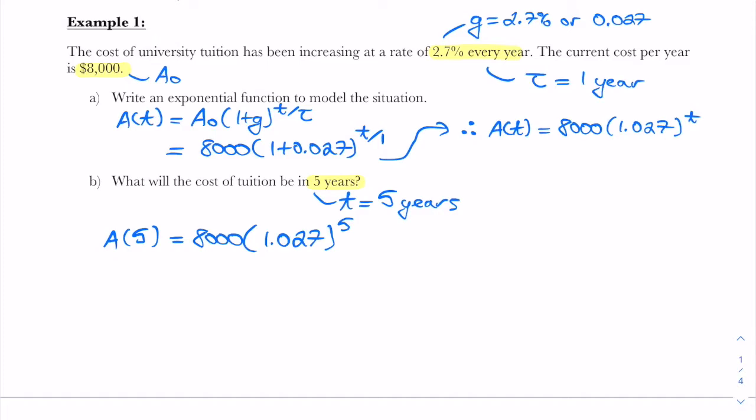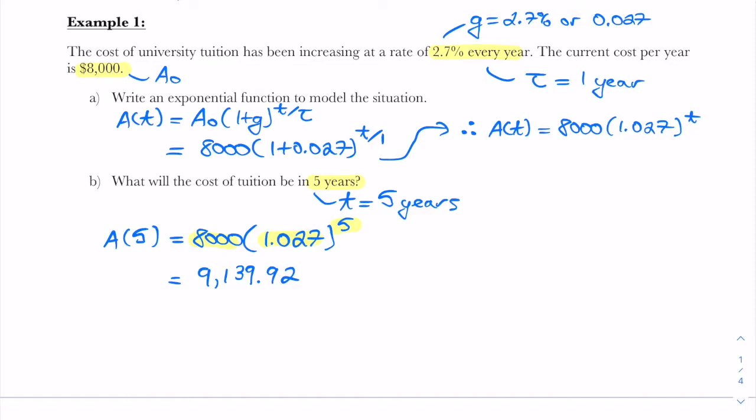Please don't forget BEDMAS. So you're going to have to do exponents before multiplication. So on your calculator, take the base of 1.027, raise it to the exponent 5. That's going to give you a number, and then multiply that number by 8,000, and you should get an amount of approximately $9,139.92. For all money-related questions, please round to 2 decimal places.